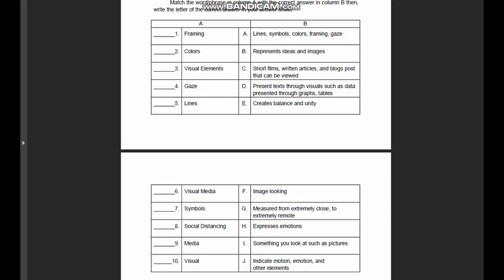We have A, lines, symbols, colors, framing, gaze. B, represent ideas and images. C, short films, written articles, blogs, posts that can be viewed. D, present text through visual, such as data presented through graphs and tables. E, creates balance and unity. F, image looking. G, measured from extremely close to extremely remote.